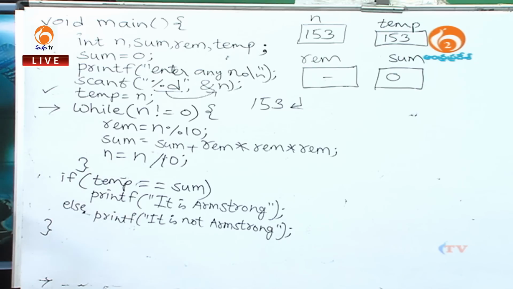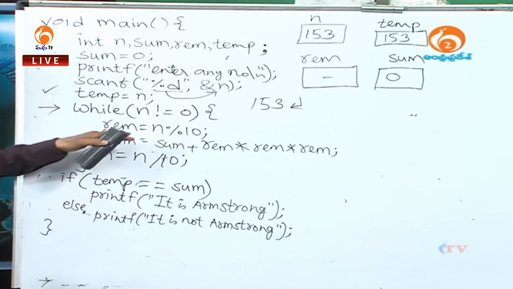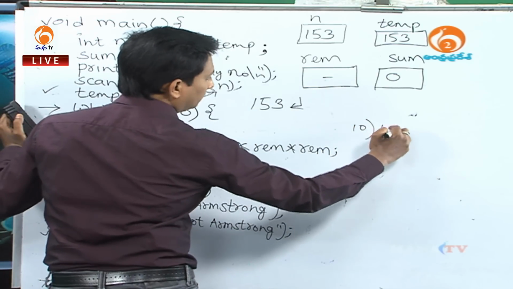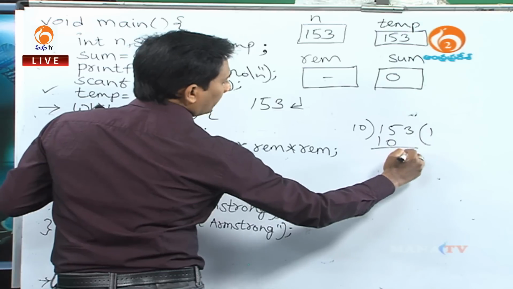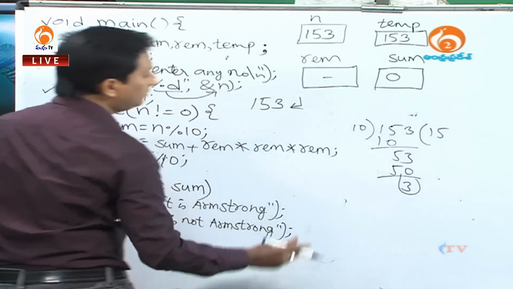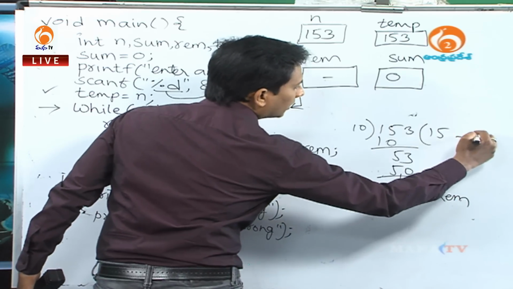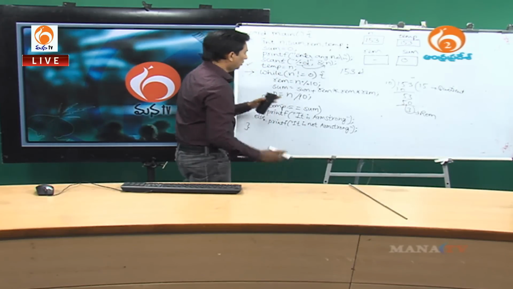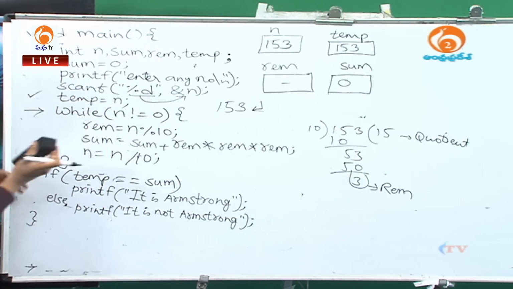Now, while n is not equal to 0, n means here 153 is not equal to 0, which is true, the condition becomes true. Remainder equal to n percent 10. Here n percent 10 means 10 5 is 50, 3 is remainder, and this is quotient. So remainder n percent 10 means what? Remainder, that is 3. 3 is stored into remainder.